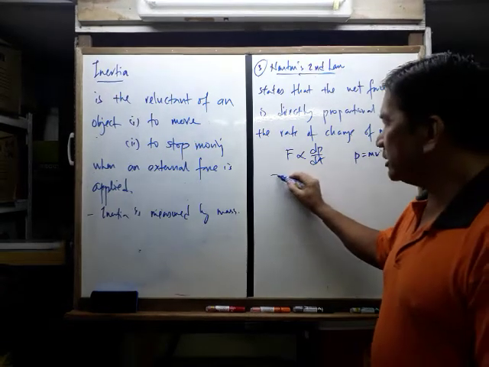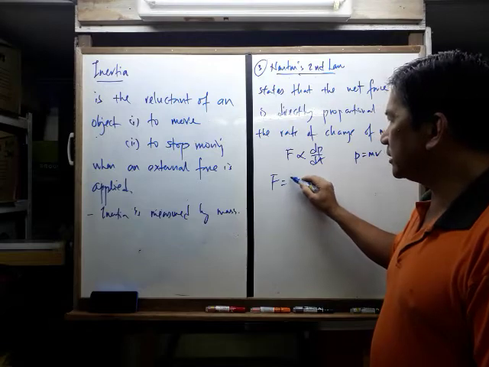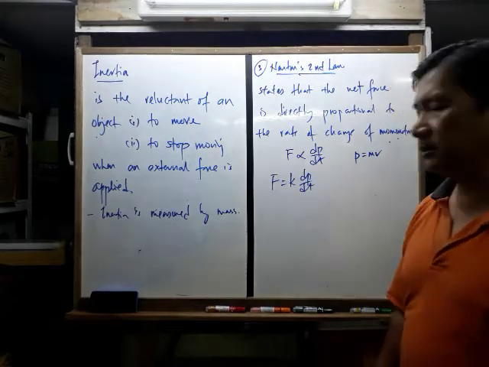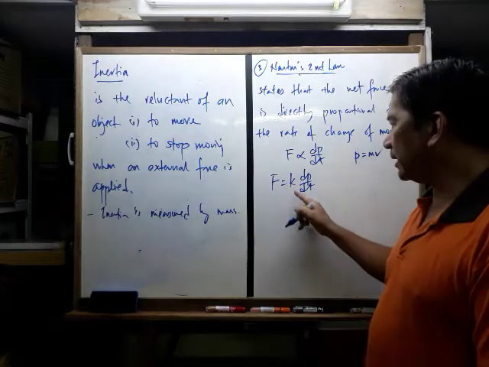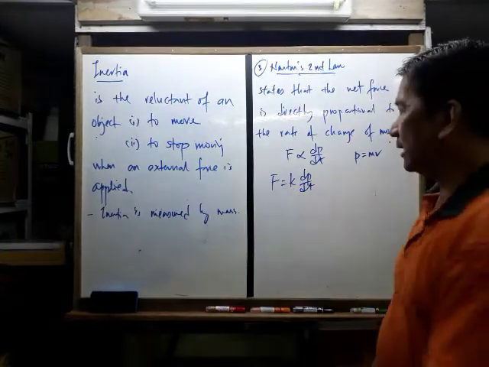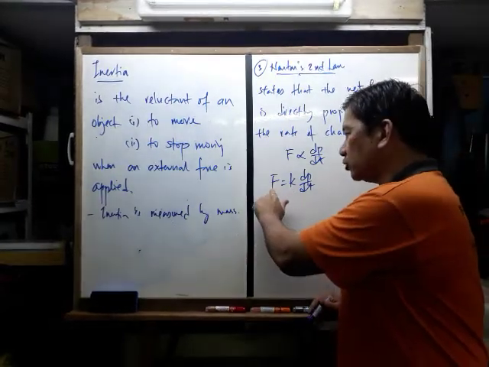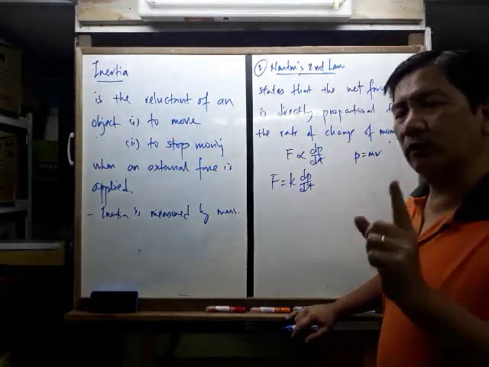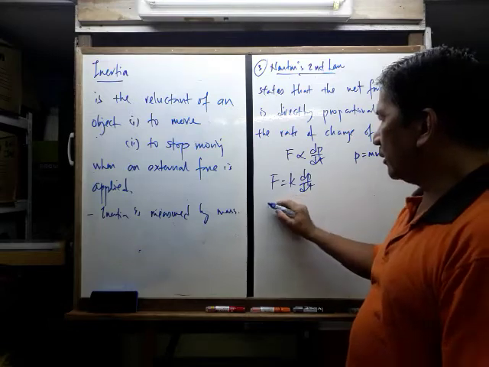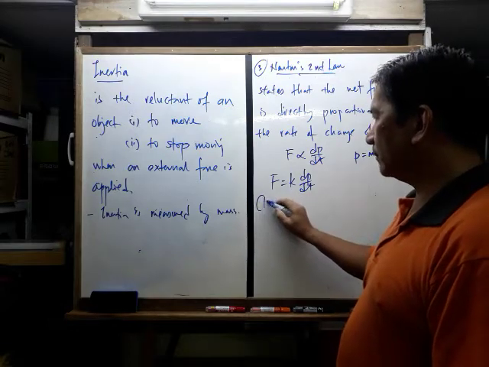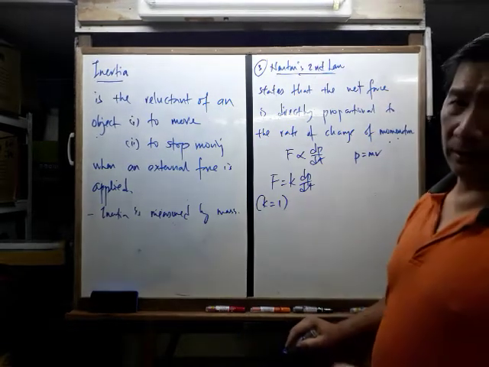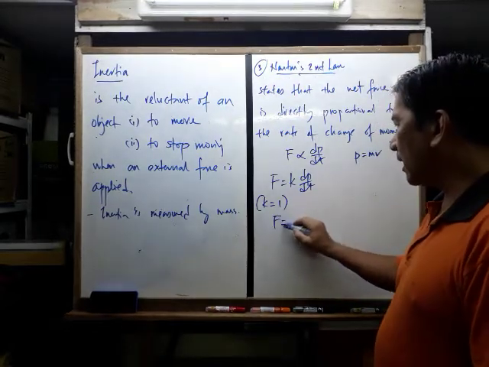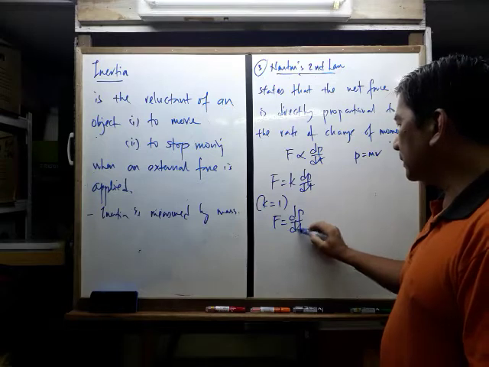Now we change it into an equation, we change this to become F = k dp/dt, and then from definition our k is equal to 1. If you want your force to be 1 Newton and the rate of change of momentum is 1 kilogram meter per second squared, so our k is defined equal to 1. We don't want to look into more detail about the k. So our F is now equal to dp/dt.